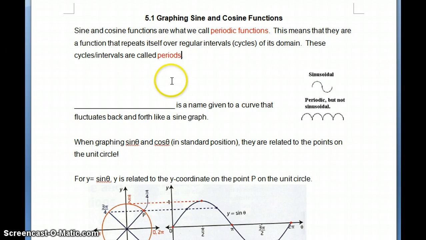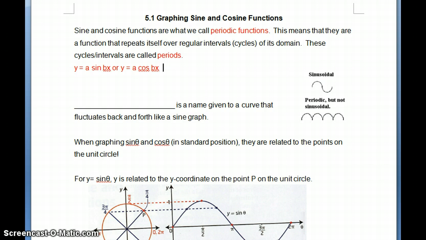There is an equation to find out how long or how big a period is for your graph. I'm going to quickly write out the generalized form of our sine and cosine functions. We have y equals some constant a times the sine of some constant b multiplied by x. And we also have y equals some constant a multiplied by the cosine of some constant b times x. Those are the general forms. Later on we will be adding on to it a little bit, but for now, this is what we'll be dealing with.